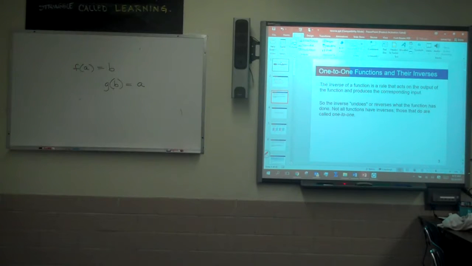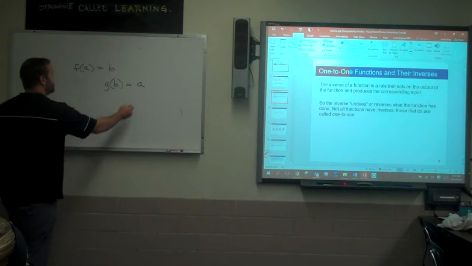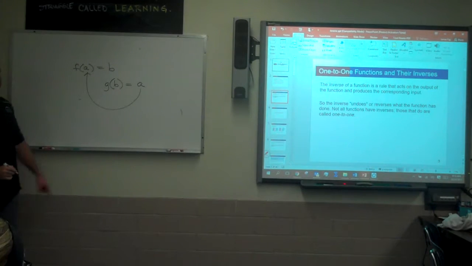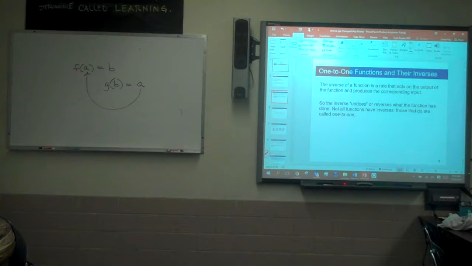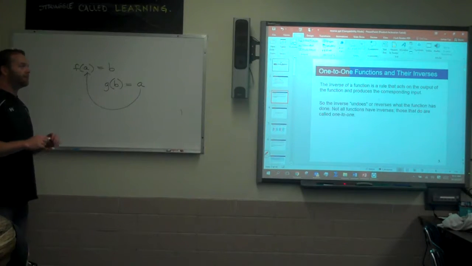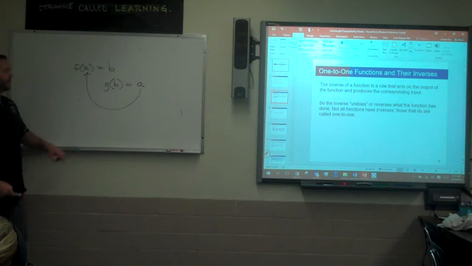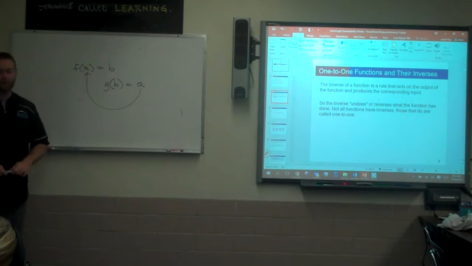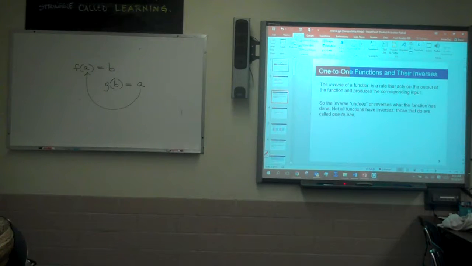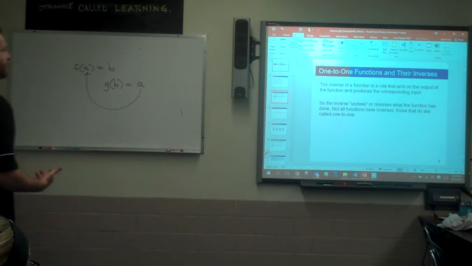Okay? So if you have two functions, f and g, and they are in fact inverses of one another, you should be able to take an original input, run it through one of the functions, get an output. Take that output, run it through your second function, and your second output should correspond to your original input. And that's what that first phrase is saying. The inverse of a function is a rule that acts on the output of the function and produces the corresponding input. These two things should be the same when I run that initial output through my second function. And that means that they undo each other. They are inverses.